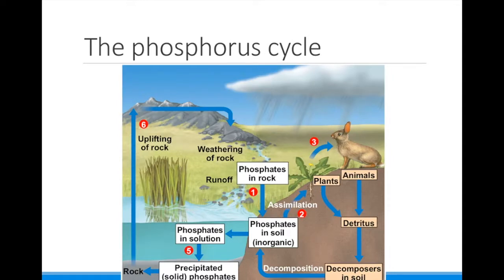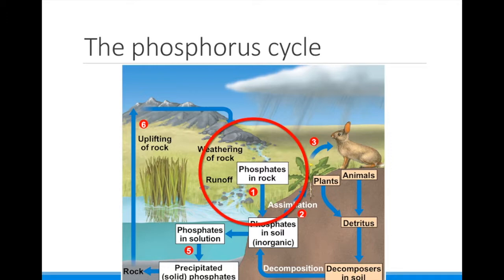Another biogeochemical cycle is the phosphorus cycle. Phosphorus is really important for building DNA. Inorganic phosphates are found in rocks. Rocks are weathered by being exposed to sun and rain and the weather on the planet. The weathering of rocks helps make them into soil, which turns the phosphates into an available resource in the abiotic reservoir of the soil.